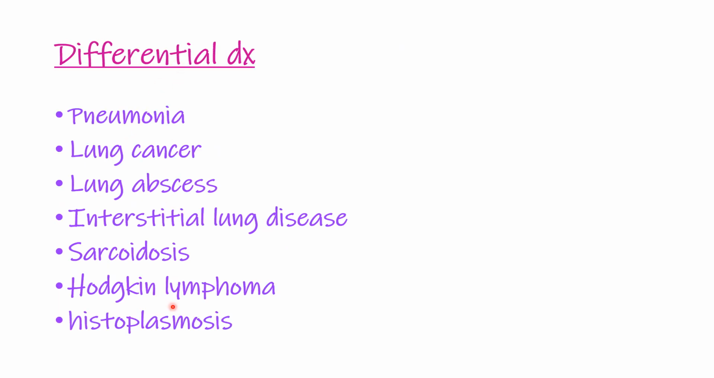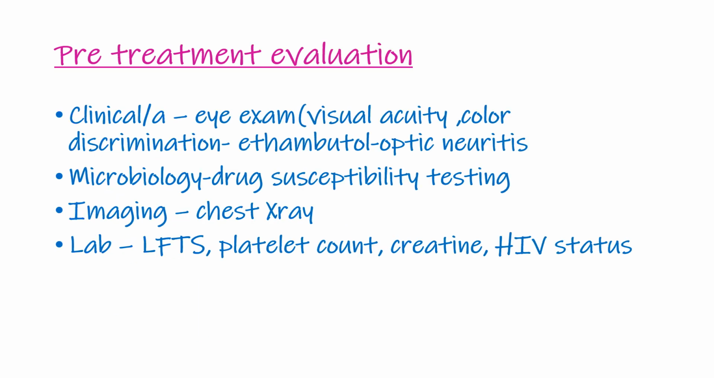So what are the different diagnoses of pulmonary TB? You could have pneumonia, lung abscesses, cancer, interstitial lung disease, sarcoidosis, Hodgkin lymphoma, histoplasmosis.